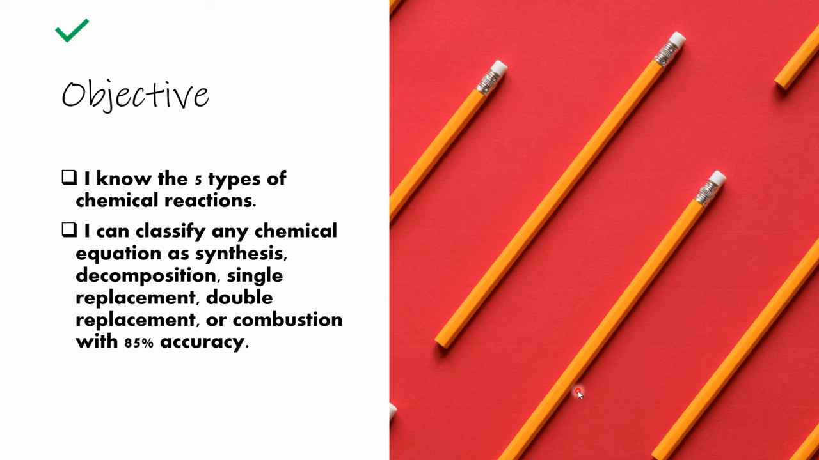So now you should know the 5 types of chemical reactions, and you should have the ability to classify any chemical equation as either synthesis, decomposition, single replacement, double replacement, or combustion with 85% accuracy.